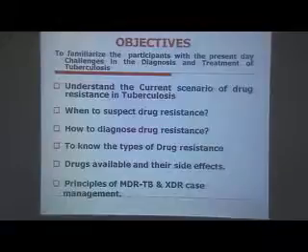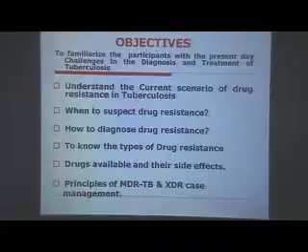The objective of my presentation is to familiarize all the participants of today's program with the following things. One, you must have a thorough understanding of the current scenario of drug resistance in tuberculosis, because the main challenge of TB treatment today is drug resistance. We should really know the current scenario and the problem of drug resistance.